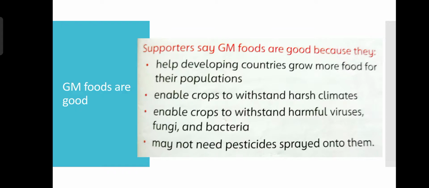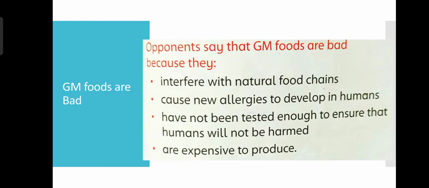Last point is may not need pesticides spray onto them. Pesticides are some types of spray that are used to kill the pest. And because of their altered genes, they do not need any type of pesticides, because they already have genes in them that have the ability to fight against all the attacks of viruses, microorganisms like bacteria, fungi, or any kind of pest. Okay? So supporters say GM foods are good because they help developing countries to grow more food. They enable crops to withstand harsh climates and also the harmful viruses, fungi and bacteria. And the last one, they do not need any kind of spray to kill the pest present in these crops.